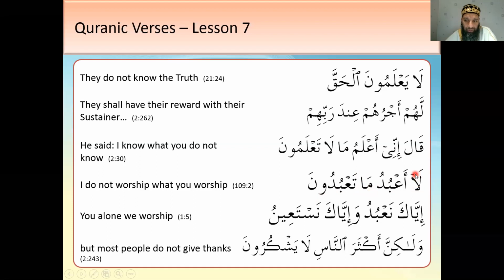So, I do not worship what? Ta'buduna. Good. You all, abada, worship. Okay, this is Qul ya ayyuhal-kafirun, isn't it? So, I do not worship what you all worship.